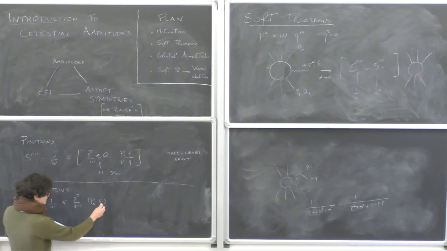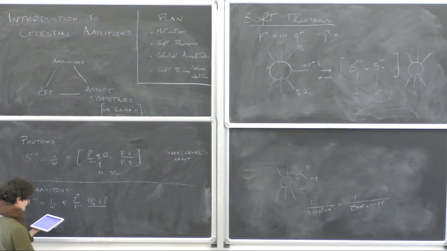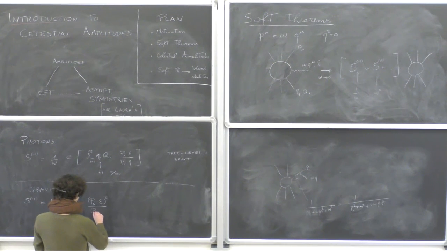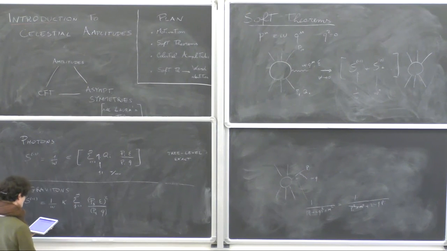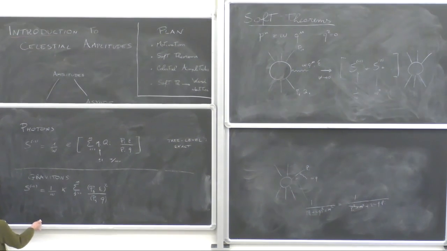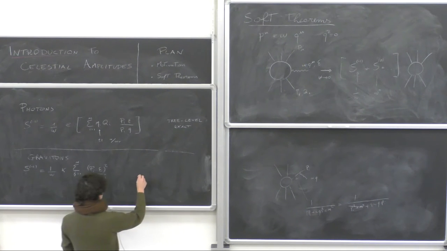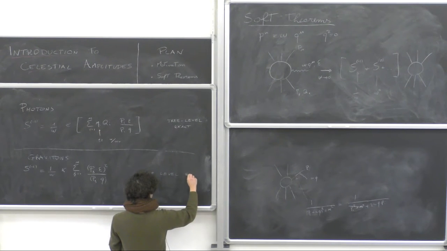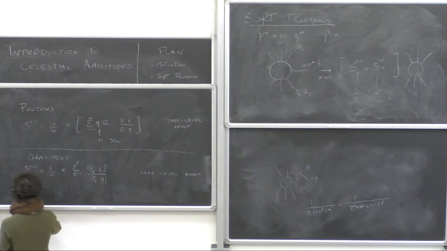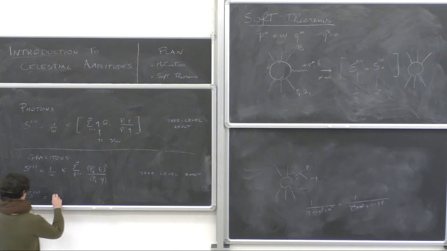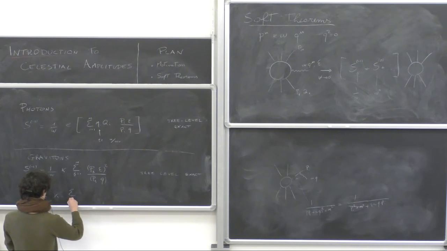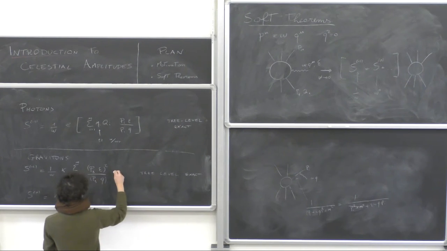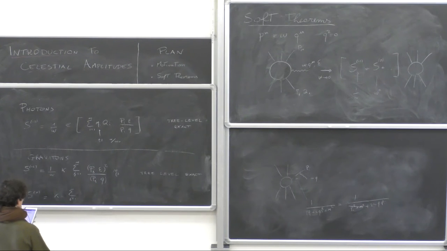And here it's something similar, but this is going to be squared, and so this is the kind of leading soft graviton theorem, and this is also tree level exact. And you can also go subleading, and here you'll get some formula of this form. Well, in principle there's also this eta there.